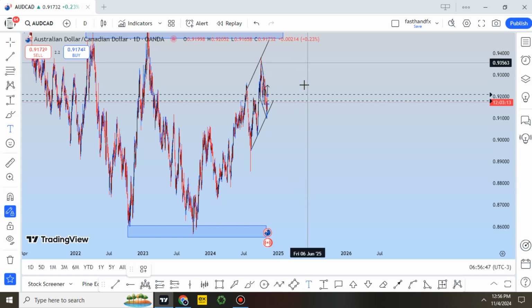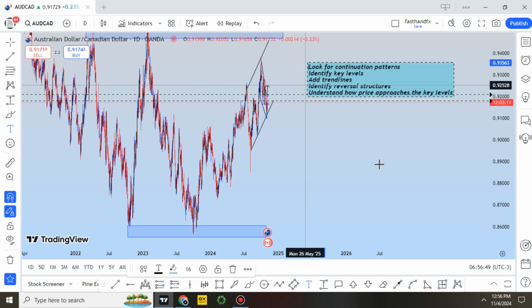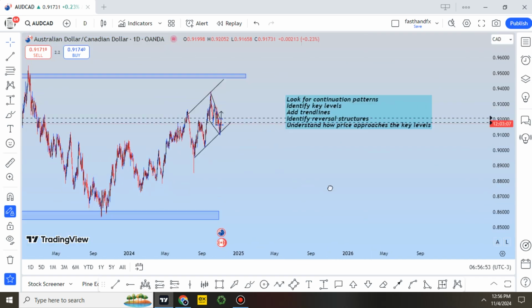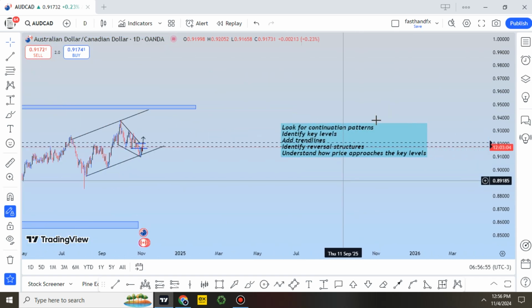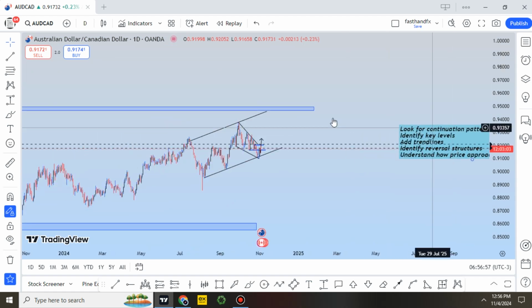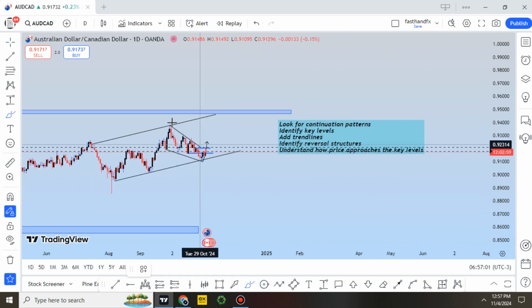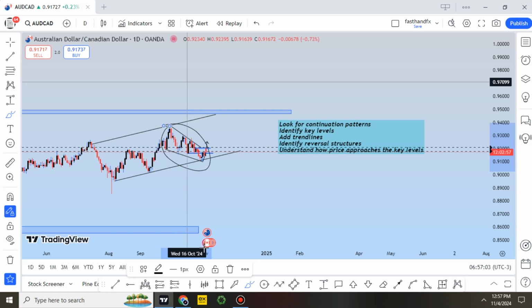Let's paste it right there. Now remember, the first thing that we said is look for continuation pattern. Right now, based on the daily, what do you see? There's a big continuation pattern right here that should be identified, right?